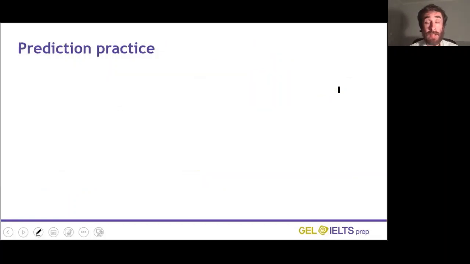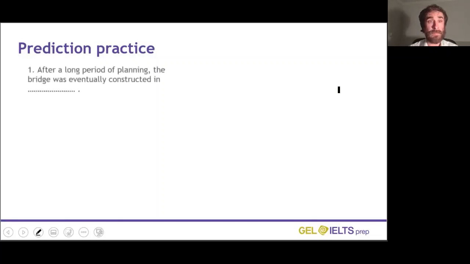Now I'm going to show you some examples of questions from completely different texts. I would like you to practice using grammar and context to predict what a logical answer would be. Number 1. After a long period of planning, the bridge was eventually constructed in... So this is a question about a different text. What could go in the space here?